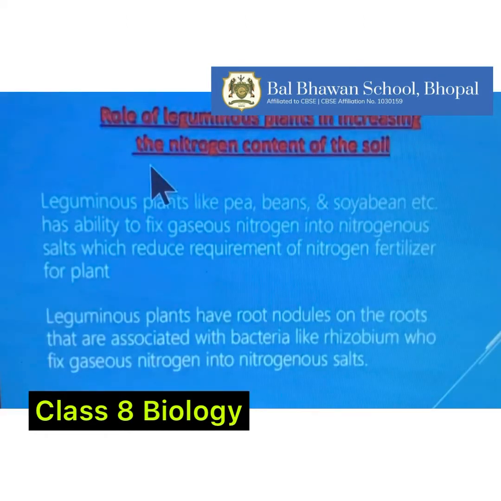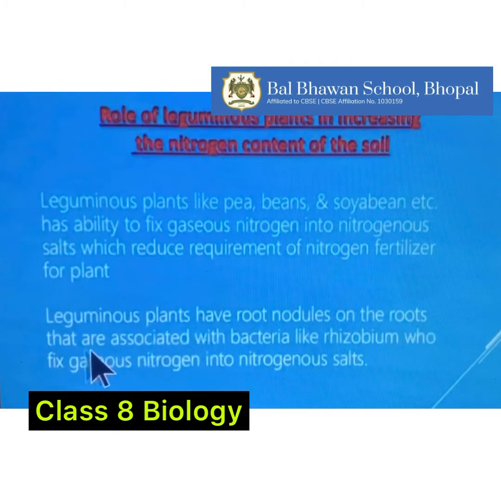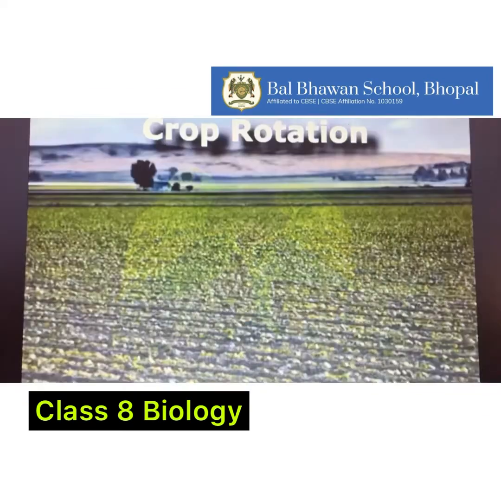Role of leguminous plants in increasing the nitrogen content of the soil. Leguminous plants like peas and soya beans have the ability to fix gaseous nitrogen into nitrogenous compounds, which reduces the requirement of nitrogen fertilizer for plants. Leguminous plants have root nodules on the roots that can inhabit the bacteria called rhizobium, which fixes the gaseous nitrogen into compounds of nitrogen, that is nitrites and nitrates. Crop rotation.